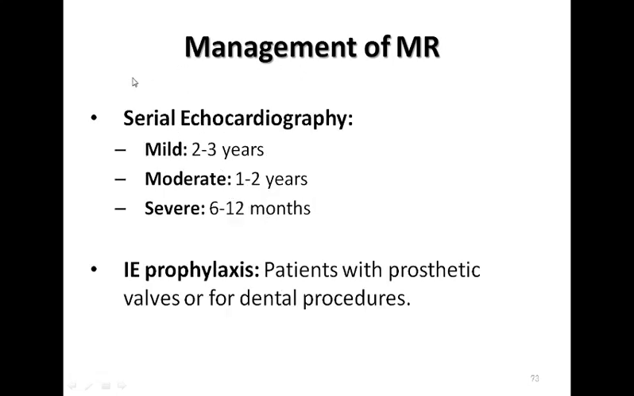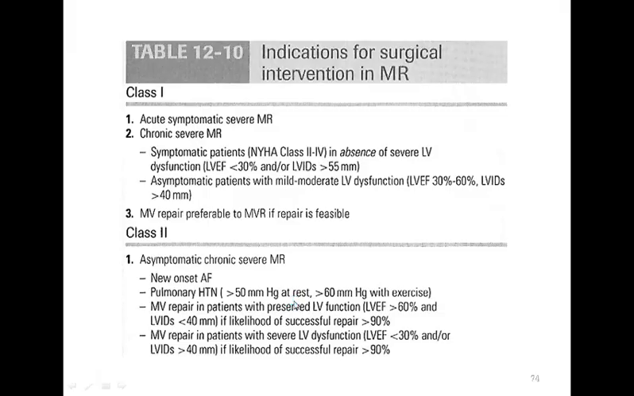When you are managing a patient with mitral regurgitation, you may need to do serial echocardiography. If the condition is mild, every 2 to 3 years you have to repeat the echo. If the mitral regurgitation is moderate, every 1 to 2 years. If the mitral regurgitation is severe, repeat the echocardiogram every 6 to 12 months. Endocarditis prophylaxis is for a patient with a prosthetic valve or a patient who is going for a dental procedure.